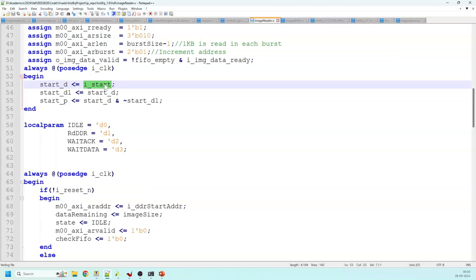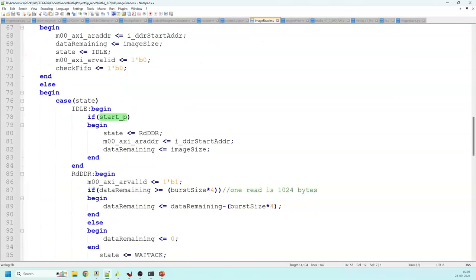Like I said before, this I start will be coming from software, and it will get stored in some register. So the start signal will be constantly 1. But for 1 start signal, we want this to operate only once. So we want to find the rising edge of the start signal. This is a standard technique used to find the rising edge. You take a signal, you delay it, and you do an AND operation between the input signal and the NOT of its delayed version. That will give you the rising edge.